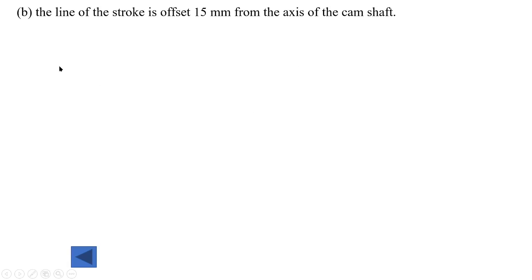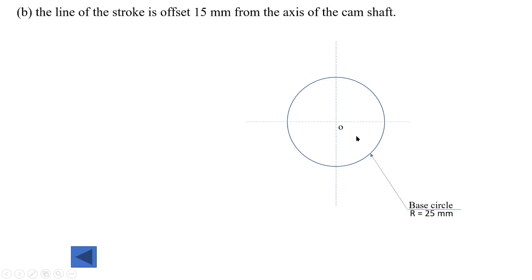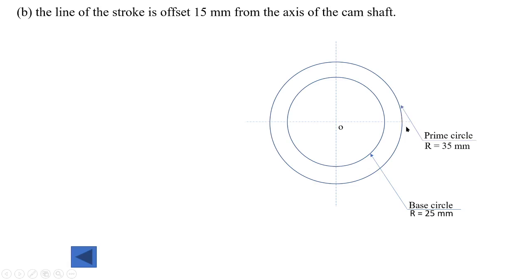So the prime circle radius we calculated in the previous slide. The base circle radius is 25, roller radius is 10, the prime circle radius is 35, and offset is equal to 15 millimeter. Now with OS center, radius equal to 25 millimeter, draw the base circle. Again with OS center, radius 35 millimeter, draw the prime circle. With OS center, radius 15 millimeter, that is the offset, draw the offset circle.